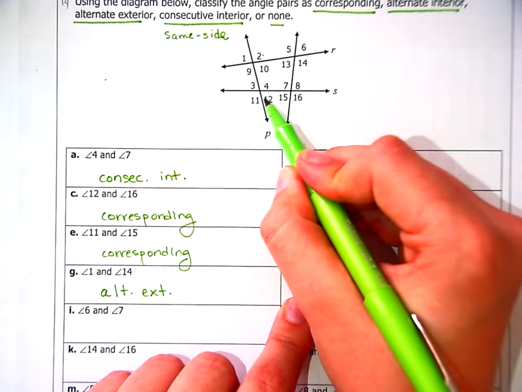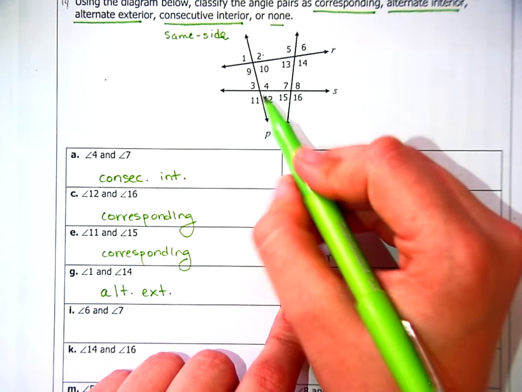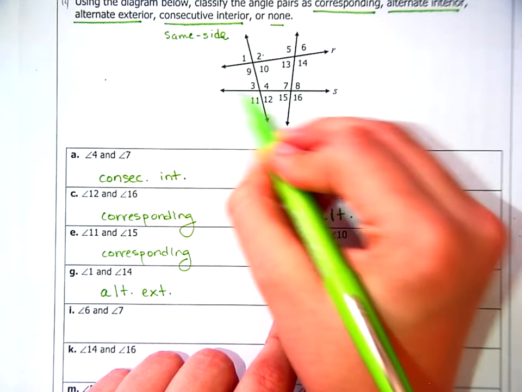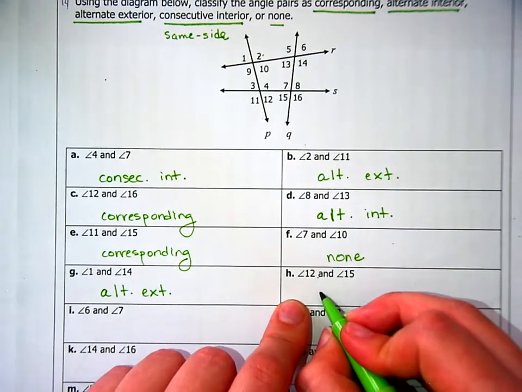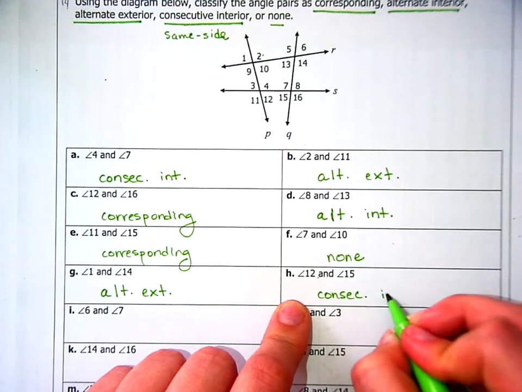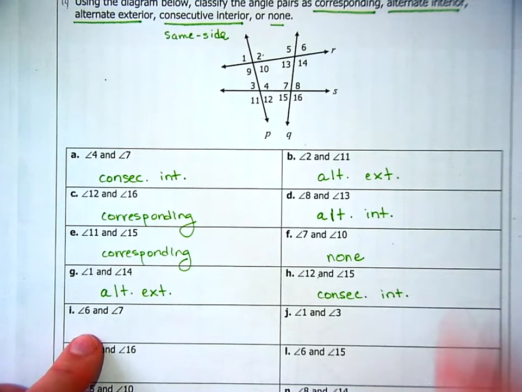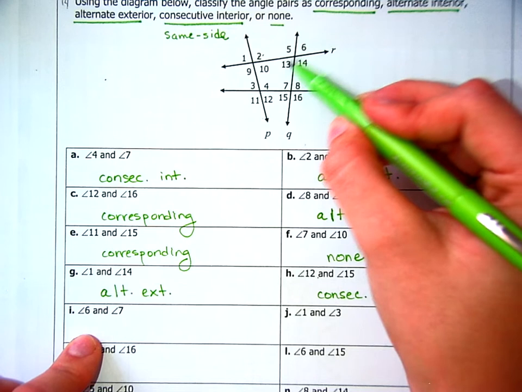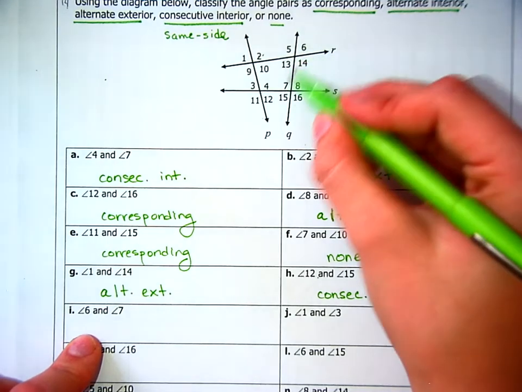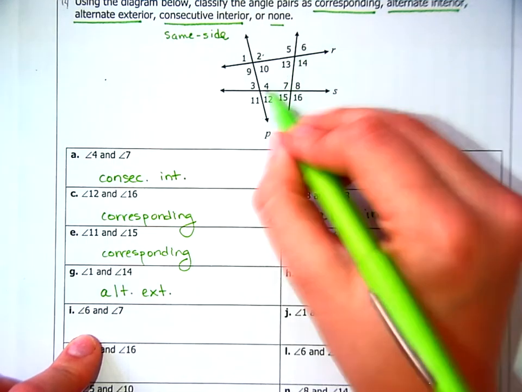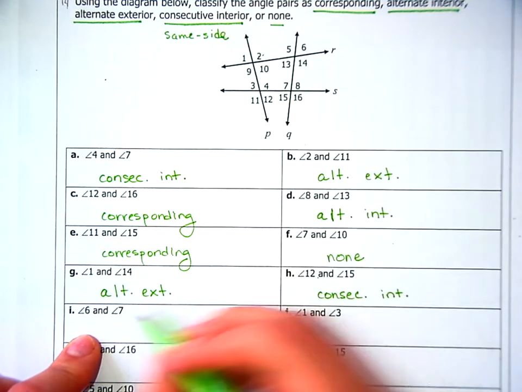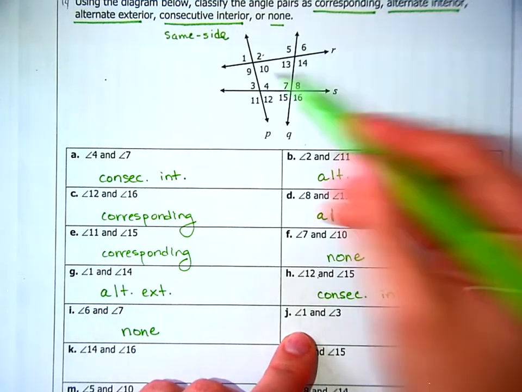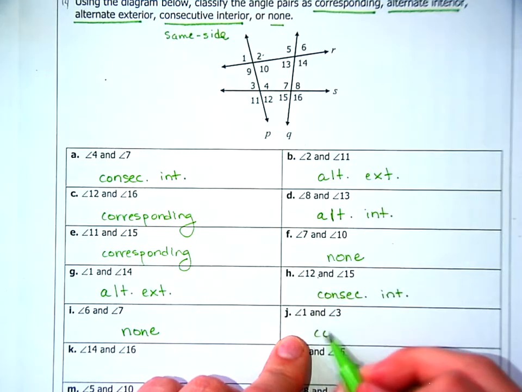12 and 15, those are right next to each other. They're not a linear pair though because they're not adjacent, but they're on the inside, the same side of the transversal. That tells me they're consecutive interior. 6 and 13 are vertical, and 6 and 7 would add up to 180 if these were parallel, but we don't have a name for these relationships, so that's going to be none. 1 and 3 are going to be corresponding.